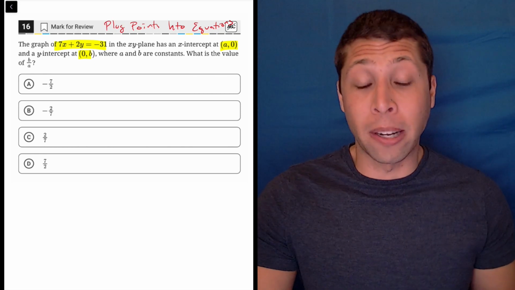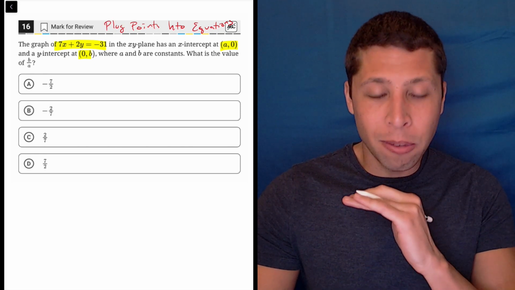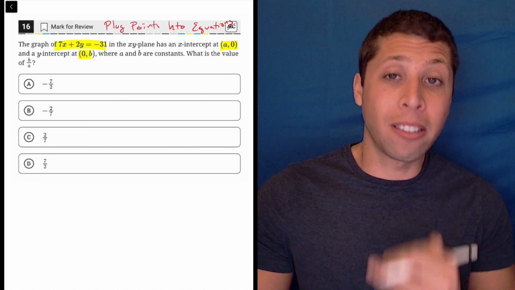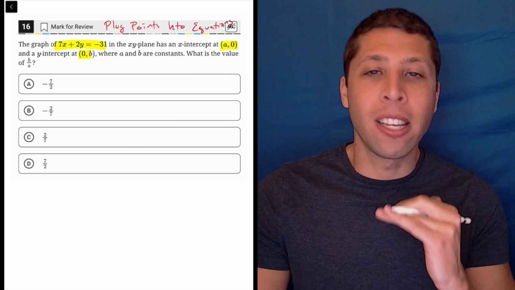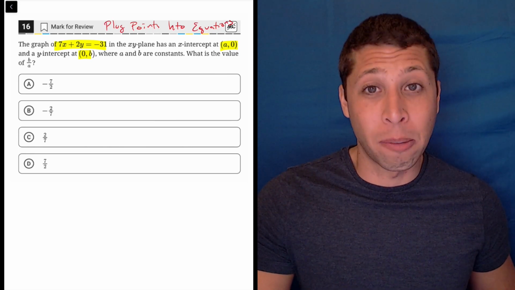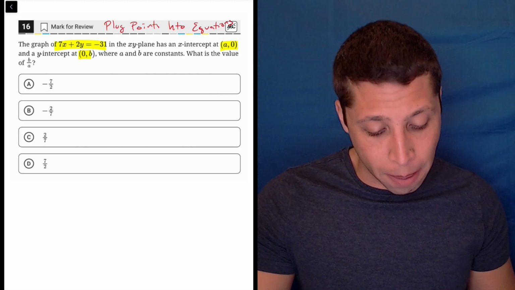So yeah, I'd read the question. I'd be like, okay, it looks like I'm going to need to plug these things anyway. But to reiterate, before I do more than just glance at this, I know exactly how I'm going to solve it because the plug points into equation strategy is so reliable. So make it part of your system and you won't have as much nervousness when the math starts to look hard. So let's just start with the x-intercept, a, 0.